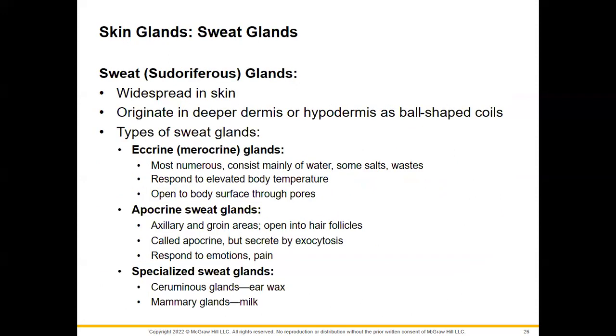There are three types, or several types, of sweat glands. You have eccrine sweat glands, apocrine sweat glands, and then you have those specialized sweat glands. Eccrine sweat glands are your merocrine sweat glands. So please do know both terms, eccrine and merocrine. These are the most numerous. These will produce sweat that is mostly water. It'll also have some salts and some waste products.